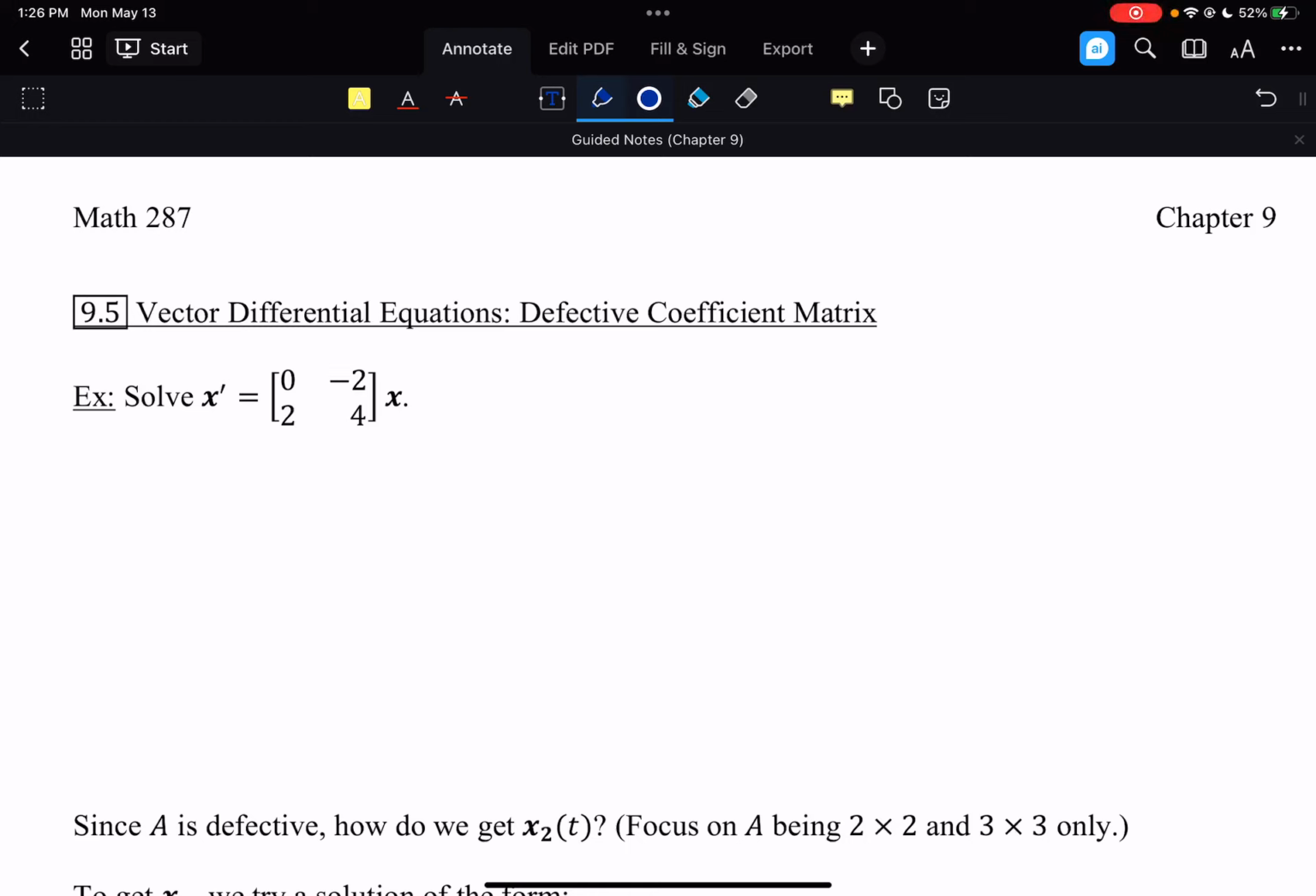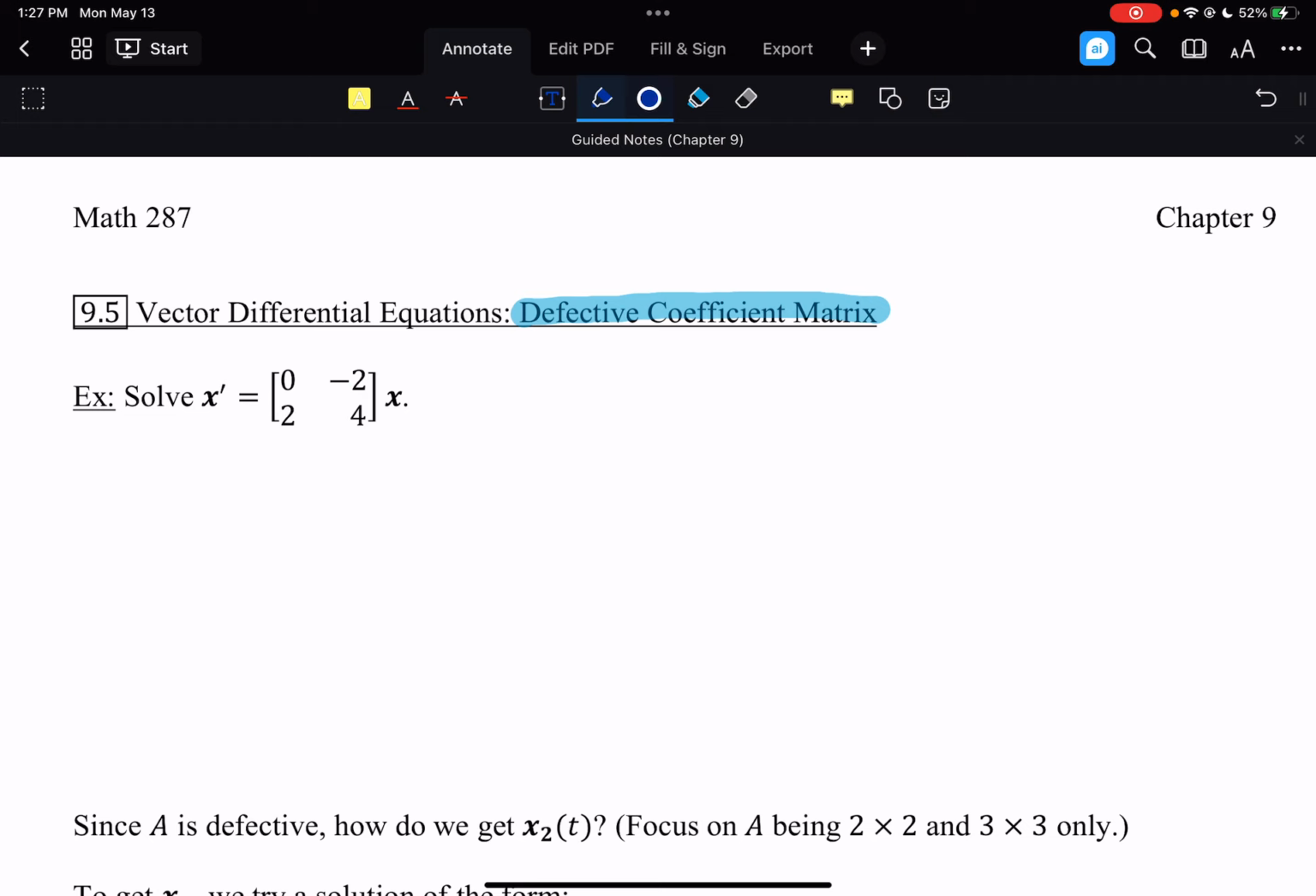Welcome to section 9.5. In this section, we are looking at solving first-order linear systems of differential equations involving a defective coefficient matrix. We saw in the previous section how we handle cases with non-defective coefficient matrices involving the eigenvalues and eigenvectors that they produce. Now we're going to look at how we can handle these cases where the matrix is defective. So not every eigenvalue is pulling its own weight, and we have to try to make up that difference somehow.